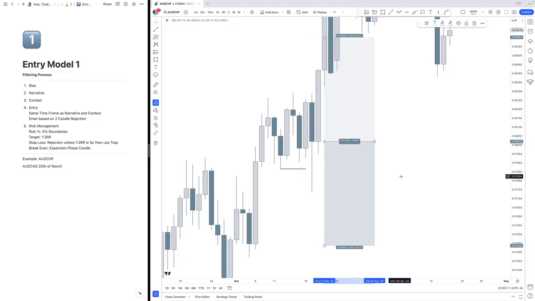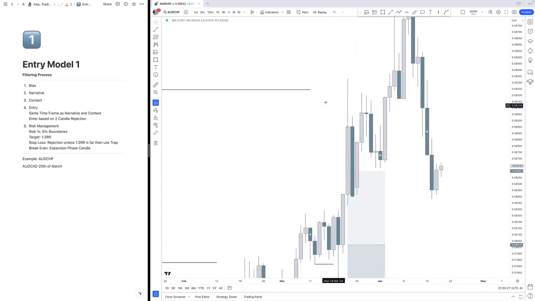So risk percentage, 5% boundary, so I already know what I want to risk. Target is a 1 to 2 RR. Now, of course, to determine my target, the rejection is so the stop loss is going below the rejection unless 1 to 2 RR is far, then use trap. So what does that mean? The drawn liquidity right here is this line.